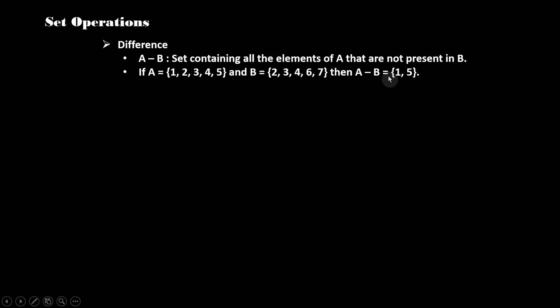Then A minus B gives us 1 and 5, because 1 and 5 are both present in set A but not present in set B.